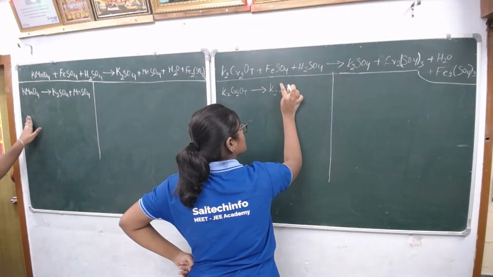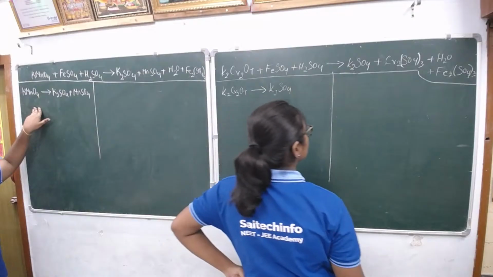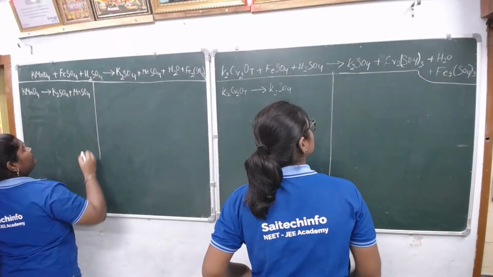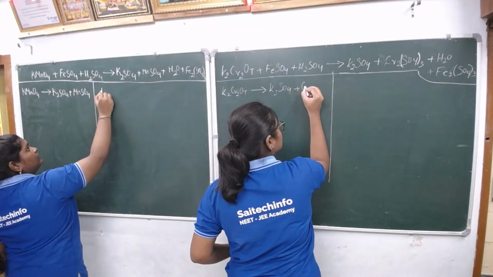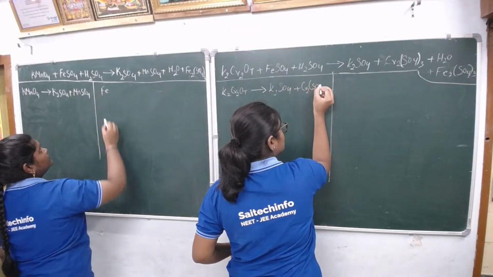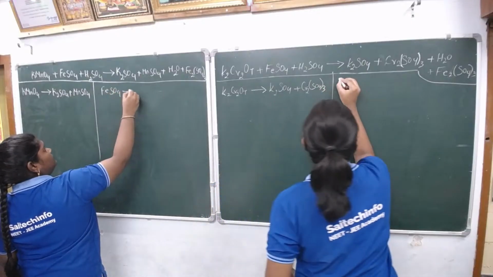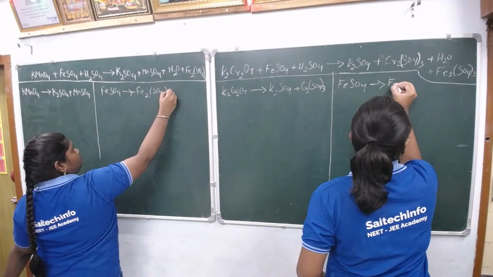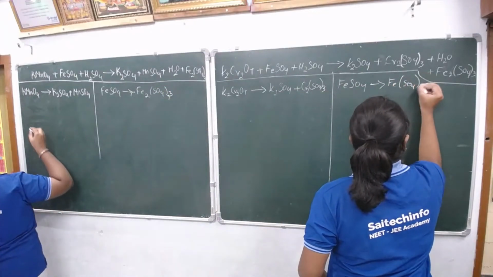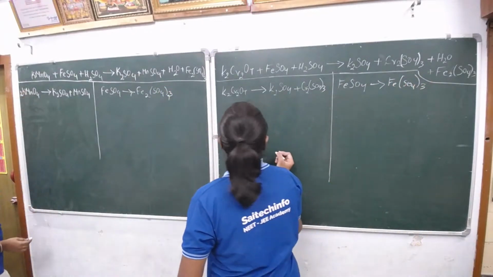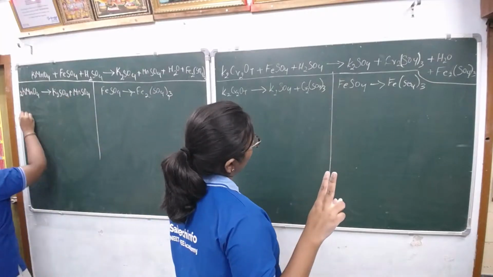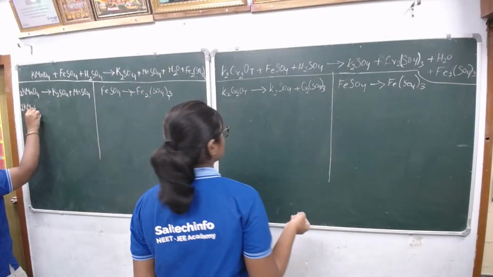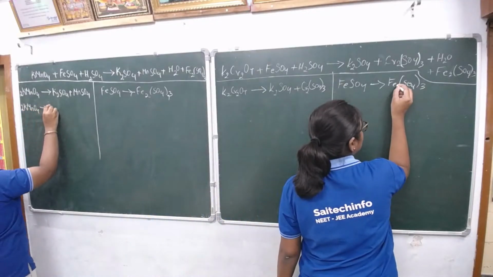Sir, the first half. KMnO4, K2SO4, right, MnSO4. So here this side first, then FeSO4. FeSO4 becomes Fe2(SO4)3. That's all. Very good. Sir, is it correct? Correct. Fe2(SO4)3, is it not?